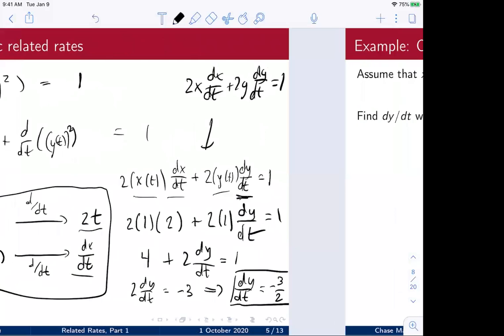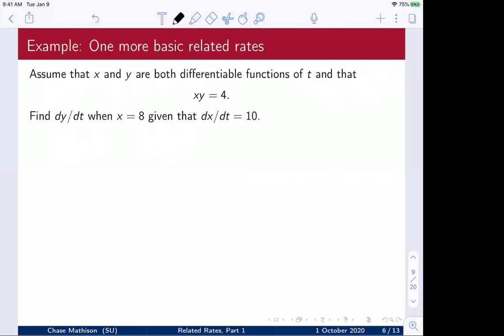All right. So let's look at one more example like this. Assume that x and y are both differentiable functions of t, and that x times y is equal to 4. So again, this is very, very rare that I would give you the relationship between x and y. Okay. We want to find dy dt when x is equal to 8, given that dx dt is equal to 10.